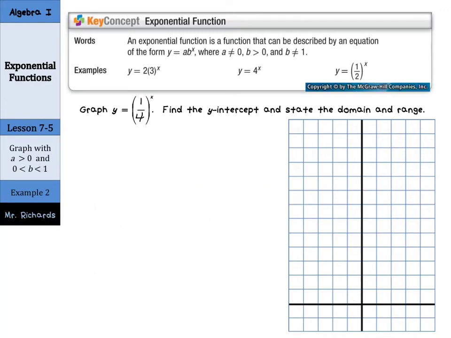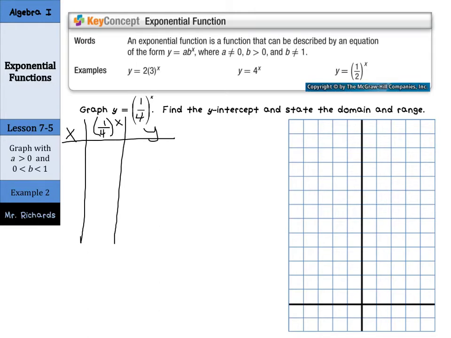Now in our next example, we have graph y equals 1/4 to the x power. Find the y-intercept and state the domain and range. Well, let's make an xy chart just like we did in the previous example, where we have x, then 1/4 to the x power, and then our resulting y.